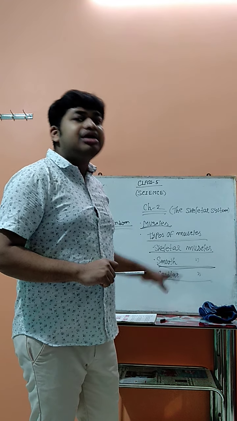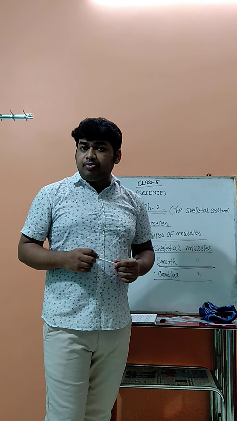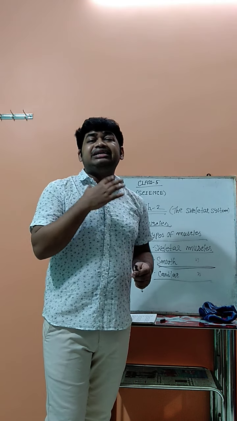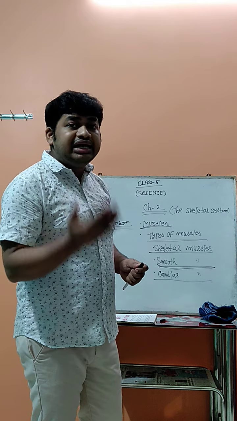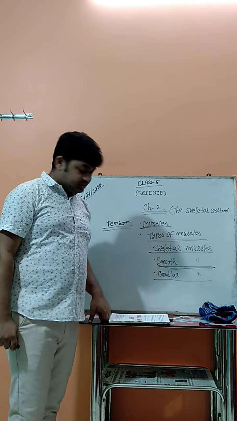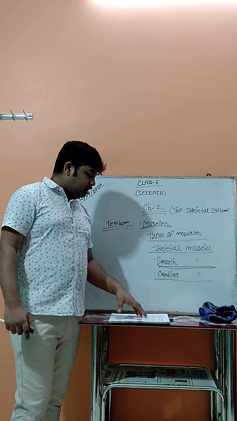So again I repeat, the smooth muscles are present in the internal organs of our body. What is an internal organ? Those organs that are present inside our body are known as internal organs. Now the next is the cardiac muscles. The muscles that make up the heart are the cardiac muscles.